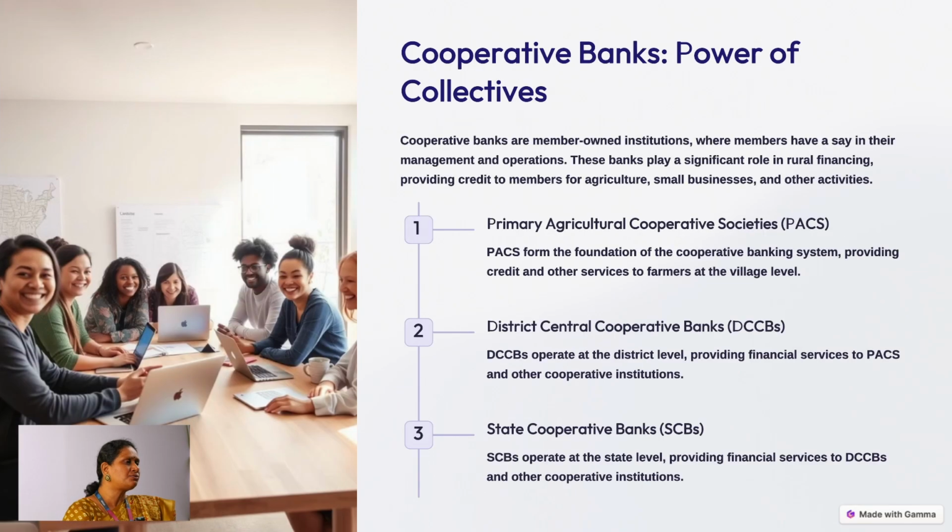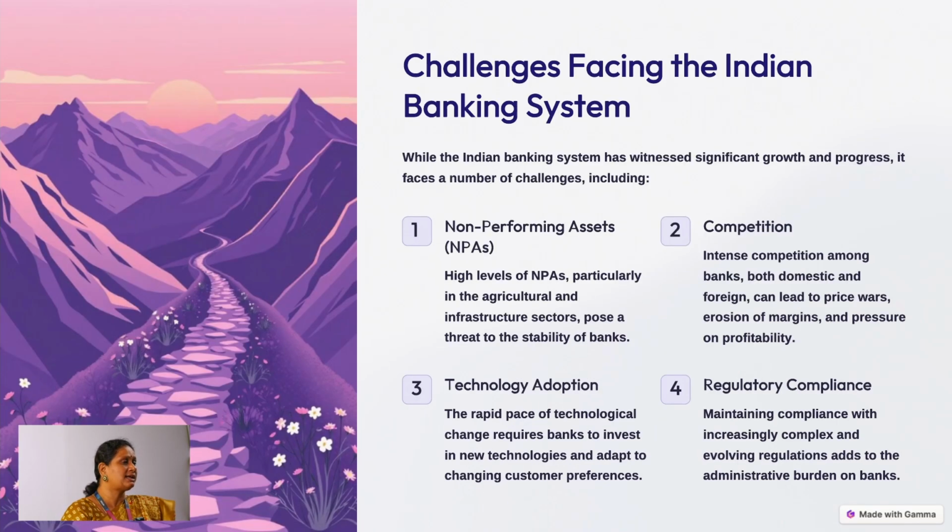Cooperative banks are grassroots institutions where members collectively own and manage operations. Cooperative banks are in three tiers. First, primary agricultural cooperative societies, providing village level support to farmers. District central cooperative banks provide financial services at the district level. State cooperative banks are institutions at the state level who emphasize agriculture and small business credit to enhance rural prosperity. Now let's have a look at the challenges that the Indian banking system is facing.